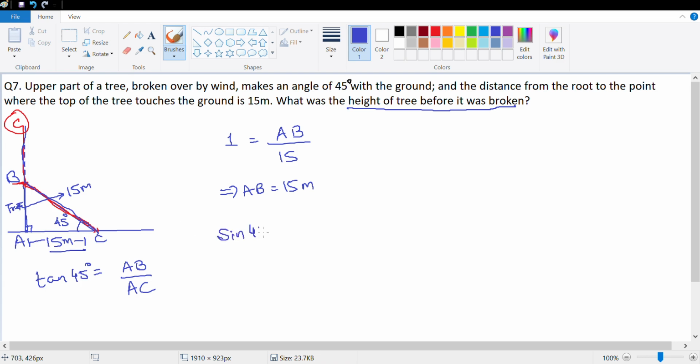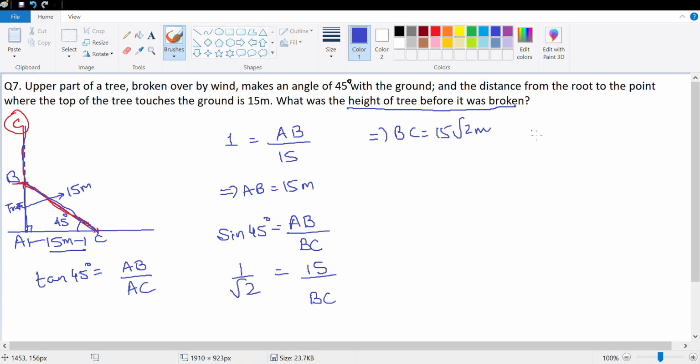So sine 45 degree in this case would be equal to AB upon BC. Sine 45 degree is equal to 1 upon root 2, which is equal to AB, which in this case is 15, upon BC, which is what we need to calculate, which means BC would be equal to 15 root 2 meter. Now let's look at the end of the textbook and see the square root table and see what's the value of root 2 given. 1.414, or how much is it given?